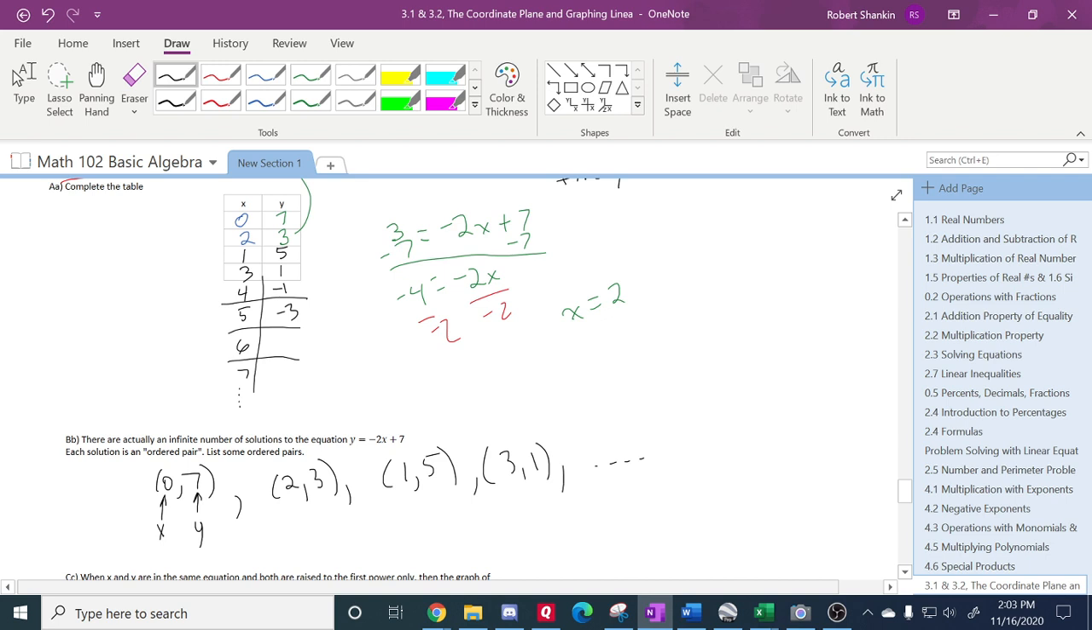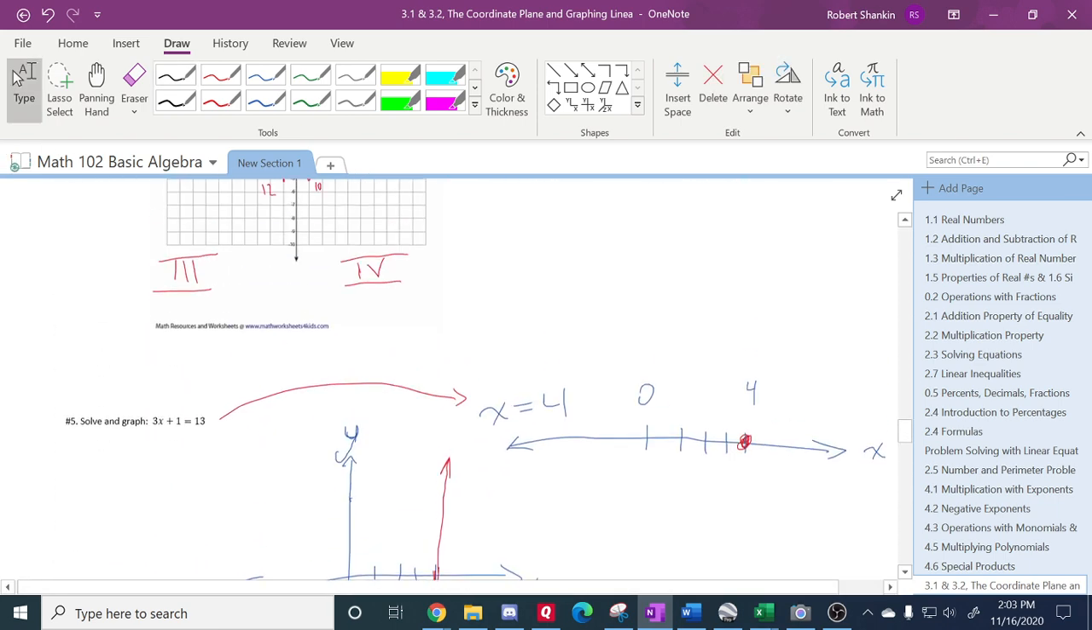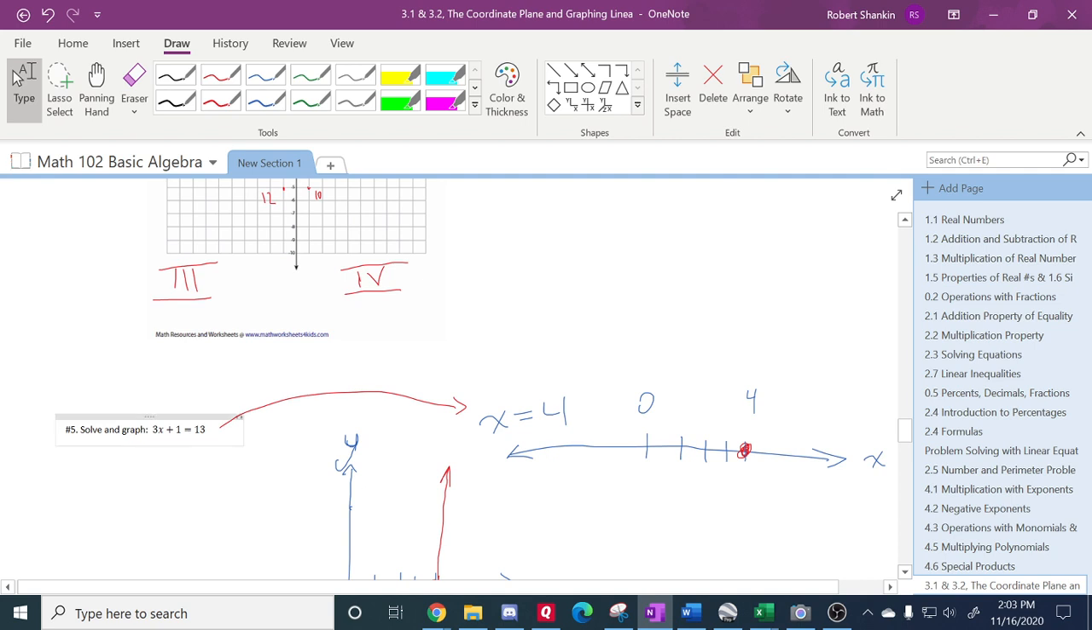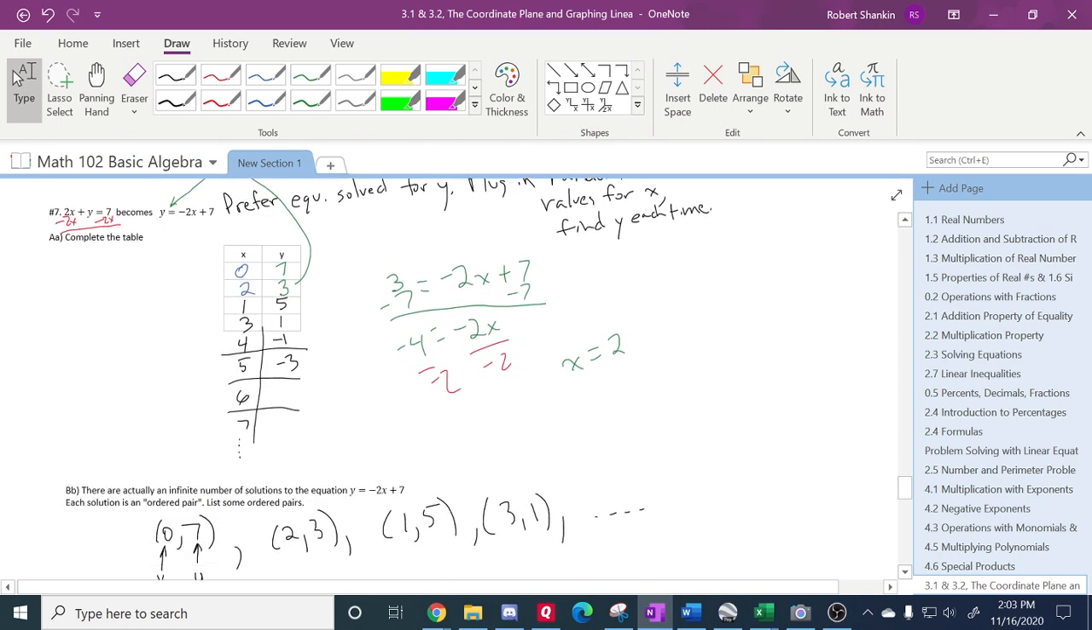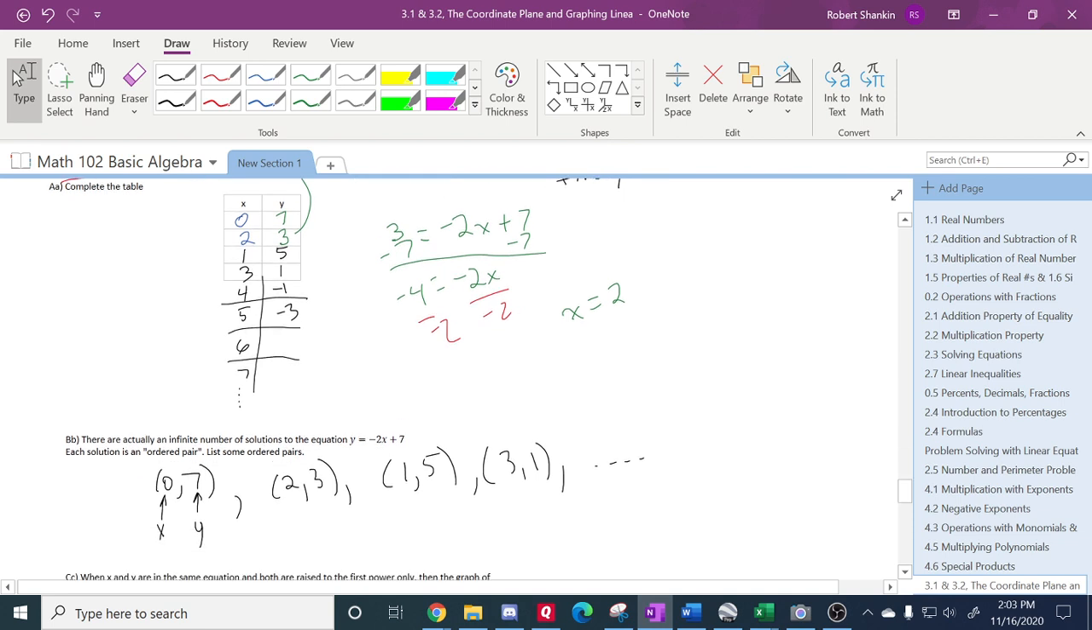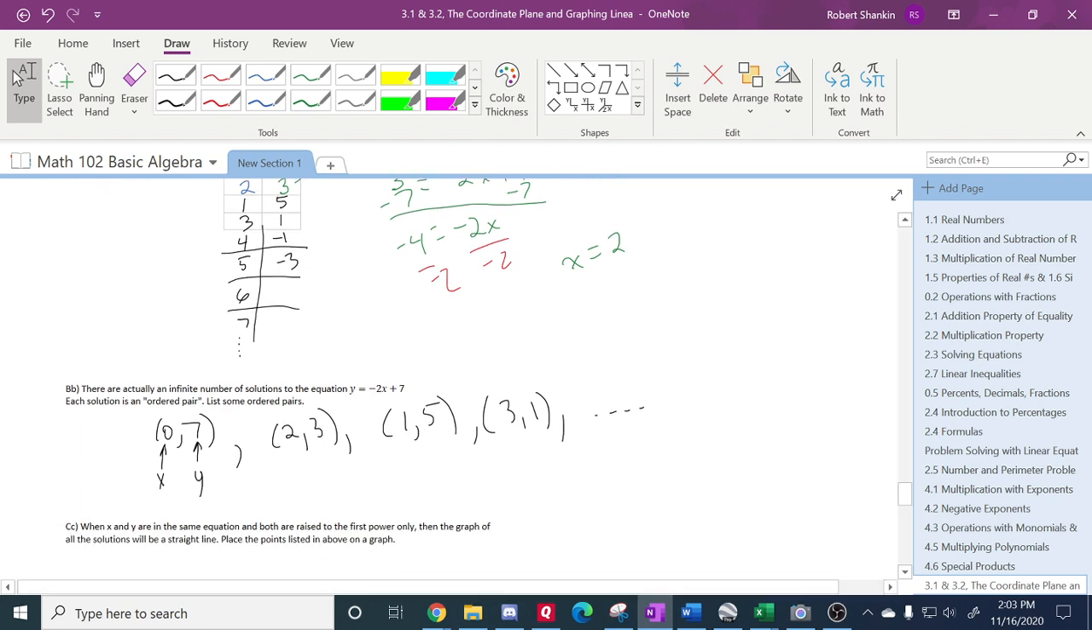Normally, this is a real big change in thinking. Up to this point, a solution was something like this one, x equals 4. And you can tell, you plug it in, you get 12 plus 1 is 13. But when there's two variables in one equation, it's not a single solution anymore. It's a relationship between these two variables. And whenever x is something, the y is going to be something else.